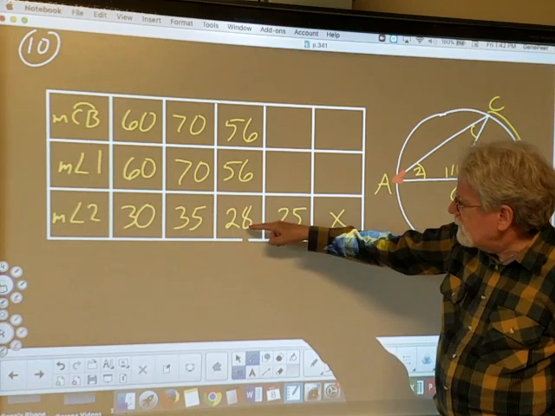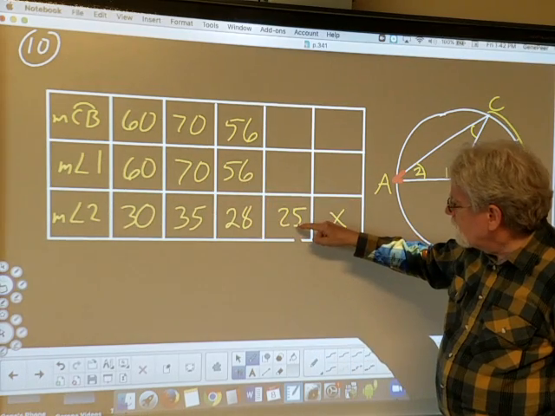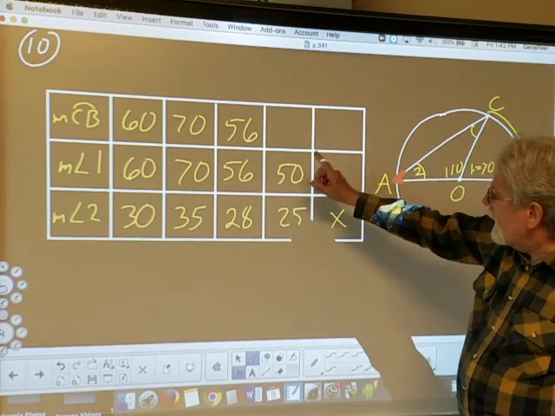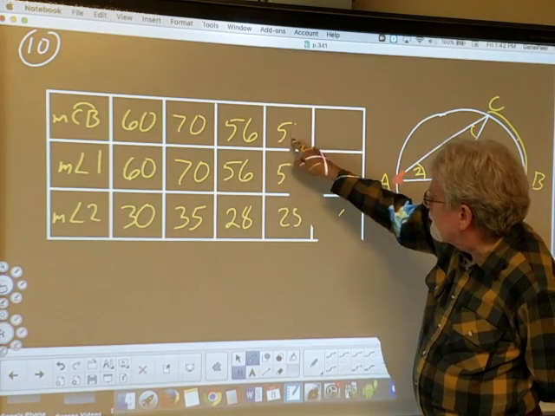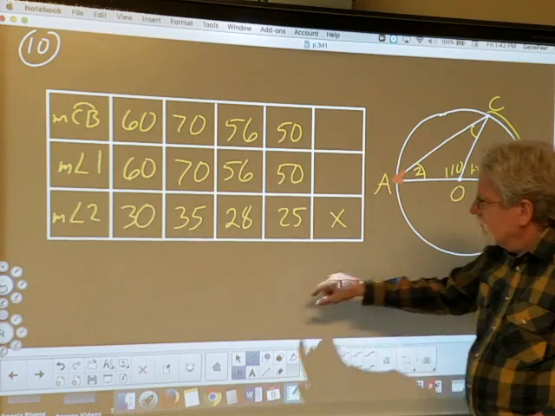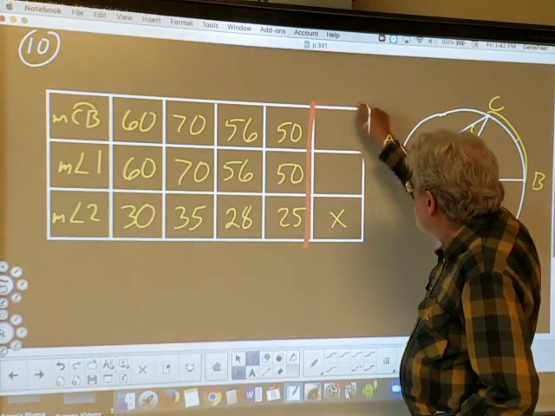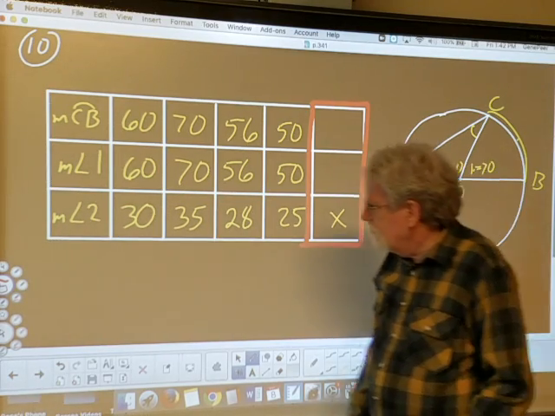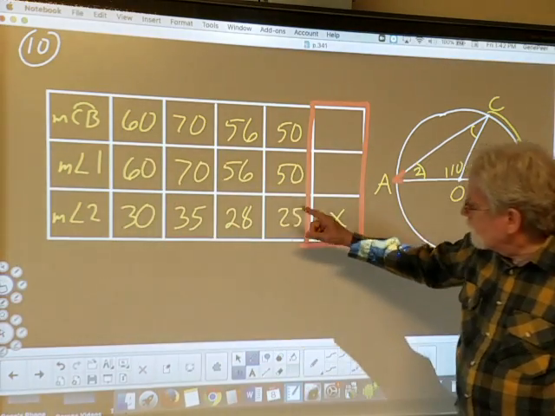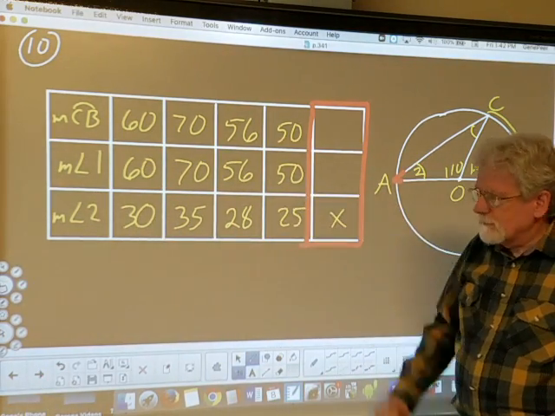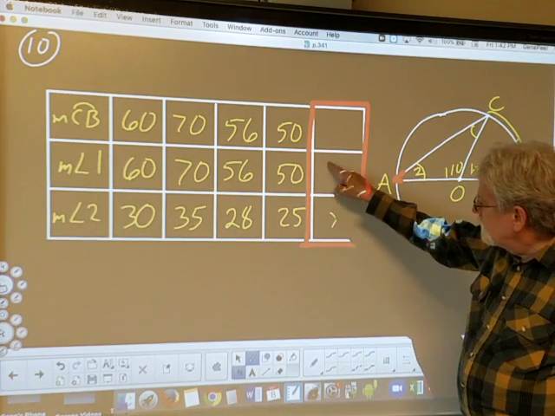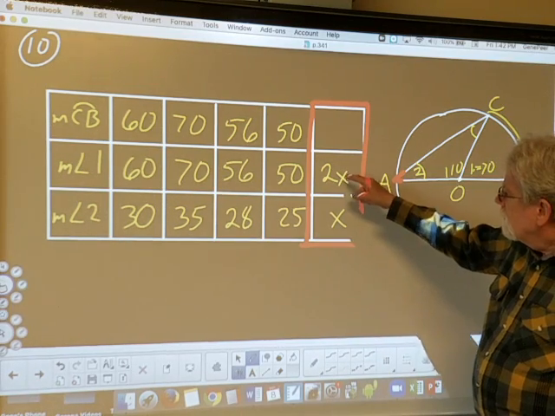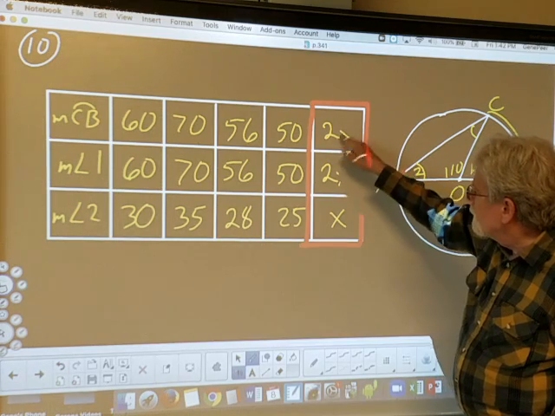If angle 2 has to be half of angle 1, and angle 2 is 25, angle 1 must be 50. And again, of course, by definition, if the angle is 50, then the arc has to be 50. And now, here, they're trying to ask you basically, did you see the pattern? The pattern is, whatever this one is, you double it to get that one. And then angle 1 and arc CB will be the same measure by definition.